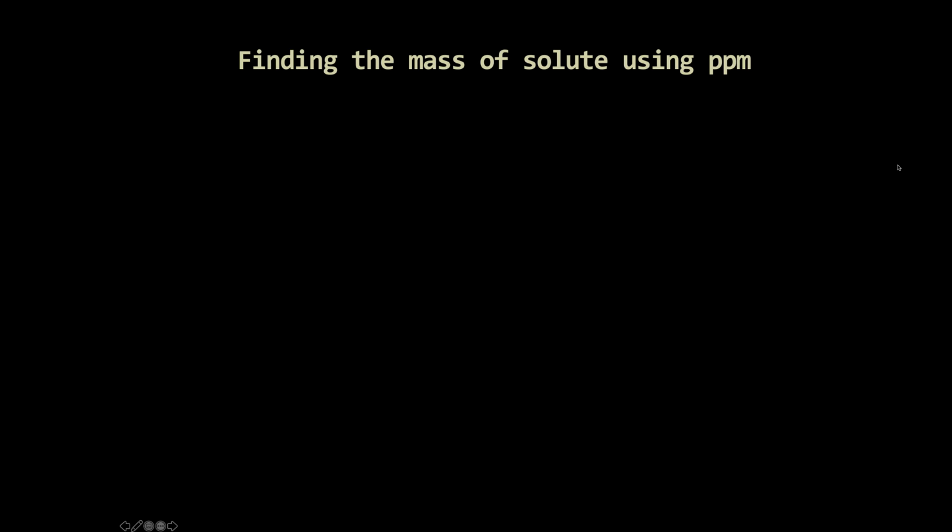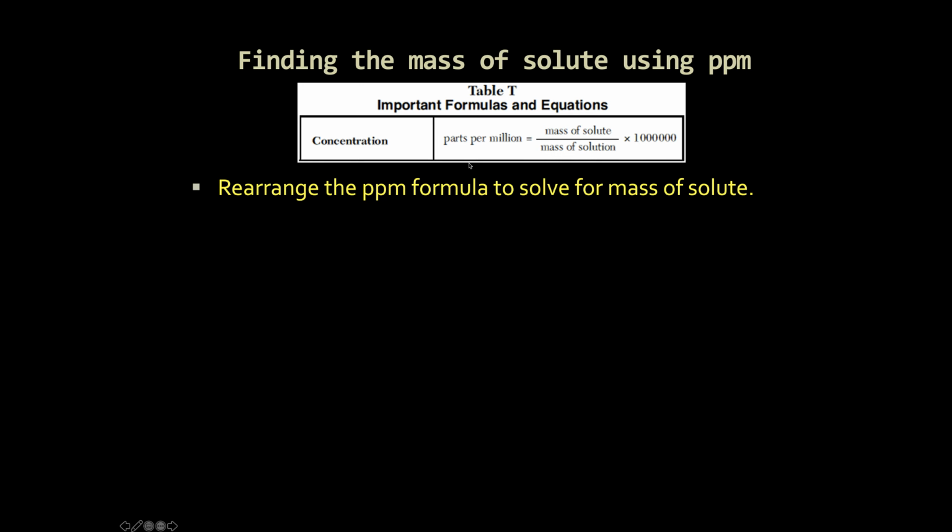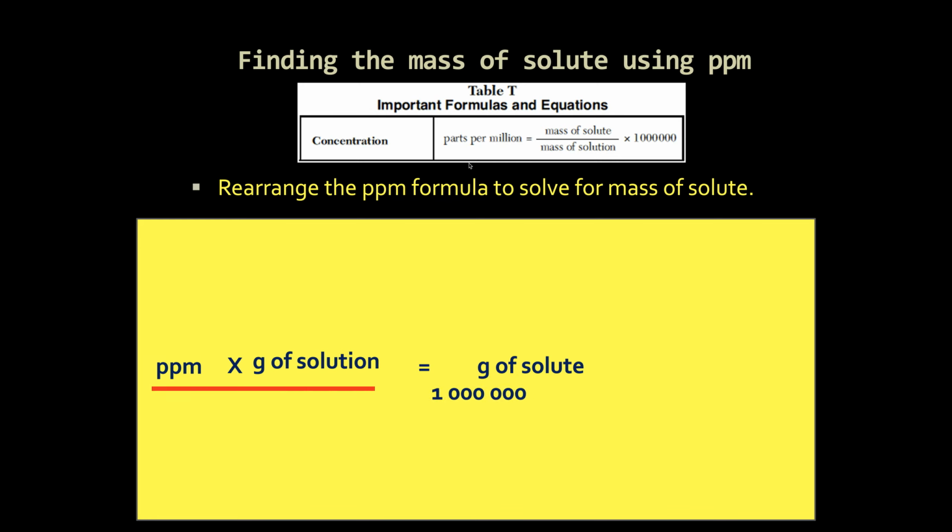Okay, let's rearrange the formula to find out how many grams there might be in a particular solution with a particular parts per million. So we want to find the mass of solute. So multiply both sides by mass of solution and divide both sides by 1,000,000, and you'll be left with mass of solute. So once again, we're going to multiply both sides by mass of solution and divide both sides by 1,000,000.